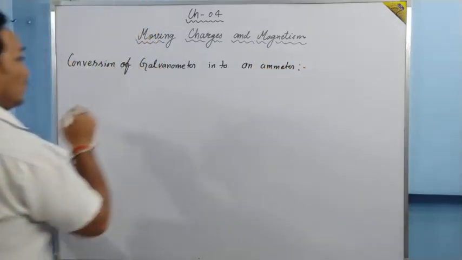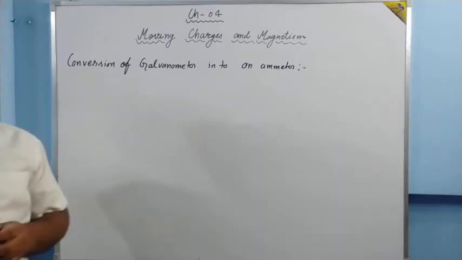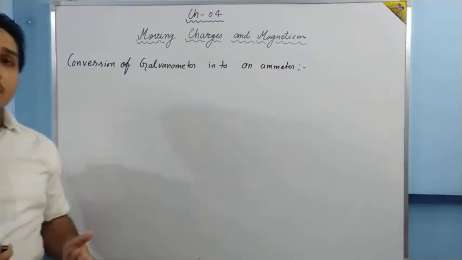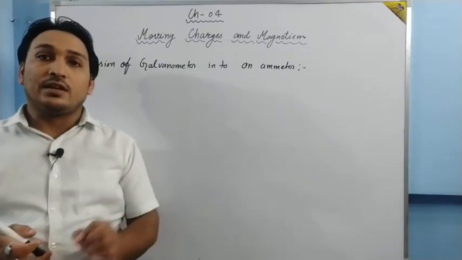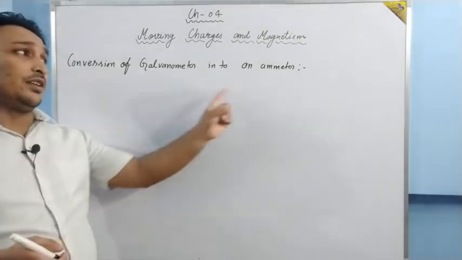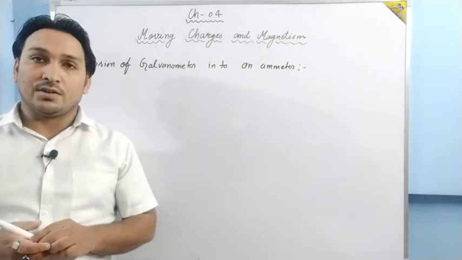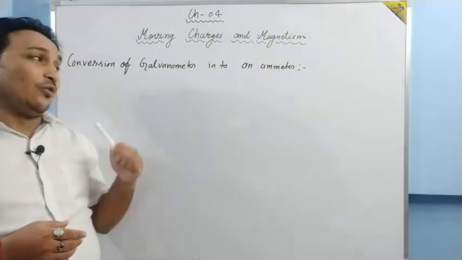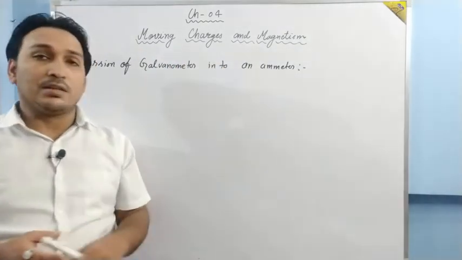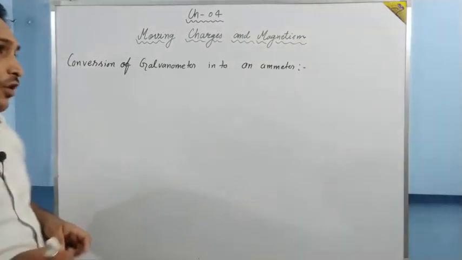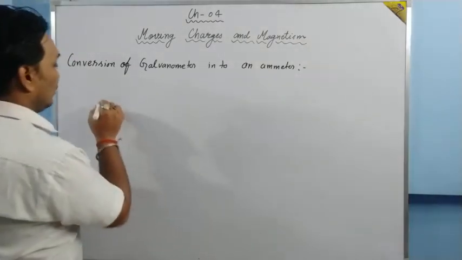What is an ammeter? Ammeter is a device which measures the current. Galvanometer is a device which detects the current in the circuit, but ammeter is a device which measures the current in the circuit. So from the galvanometer only we can make this ammeter. How? First of all, let us discuss something about the ammeter.